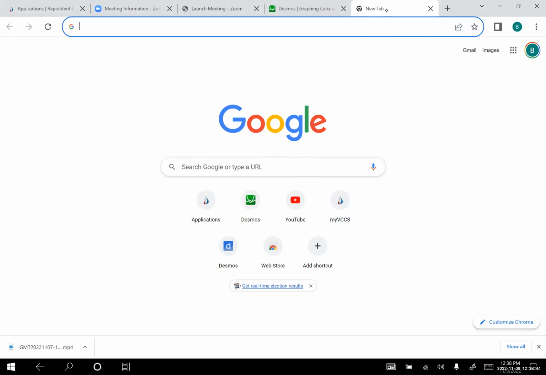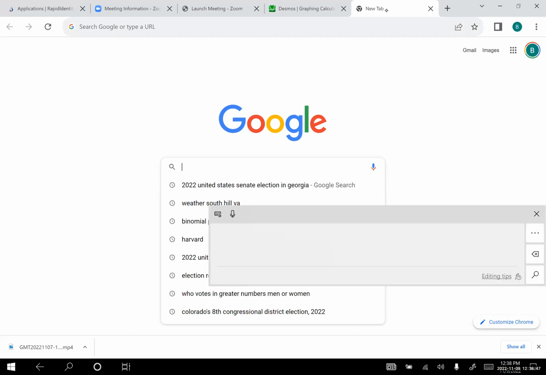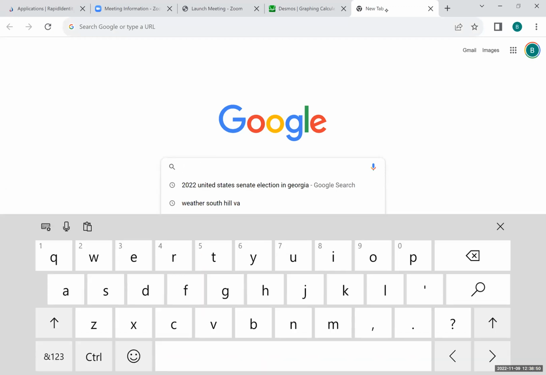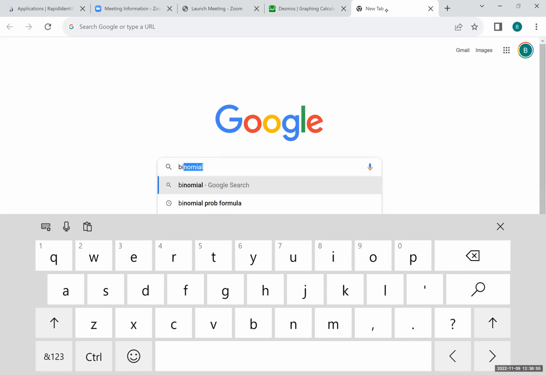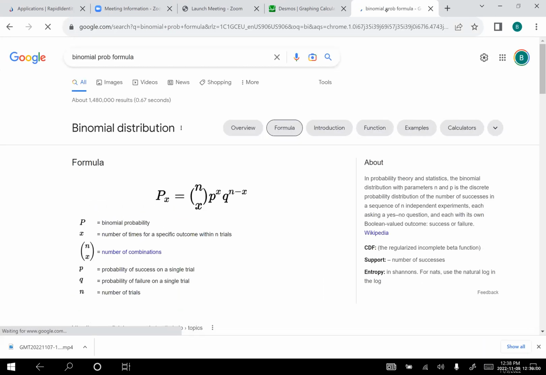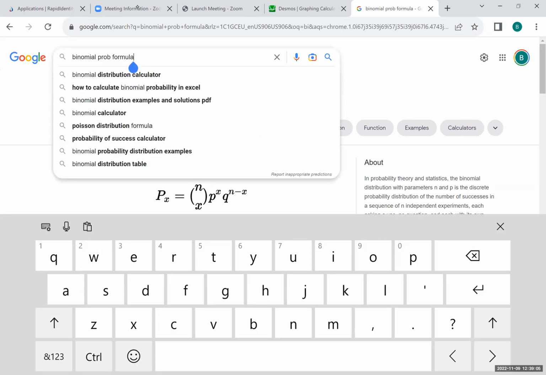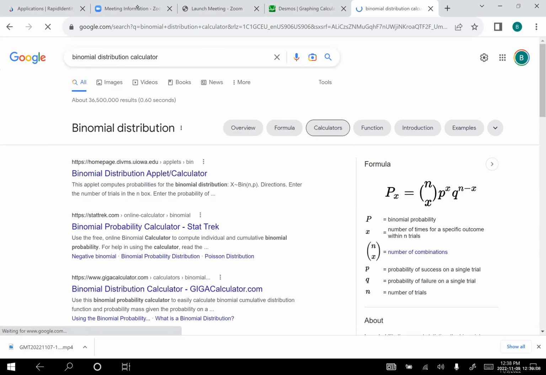I got to look up my calculator. No, I don't want the binomial probability formula. I got so many toolbars up here. Calculator. I want a certain one because this one right here is the one I prefer. And it's nice if we all use the same one. But if you want to go out on your own, you certainly can. But I use this one that's by StatTrek.